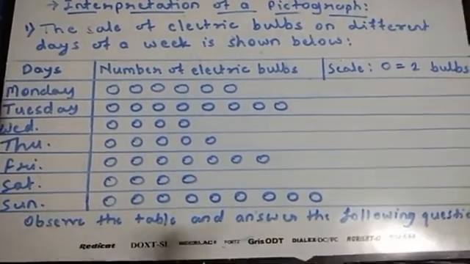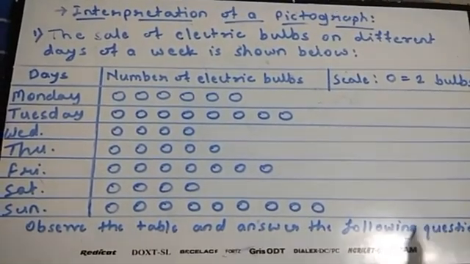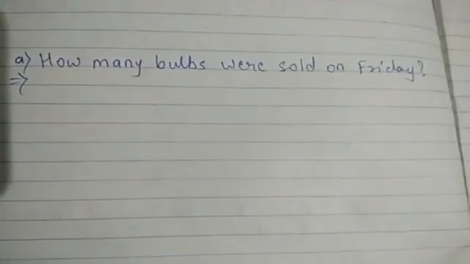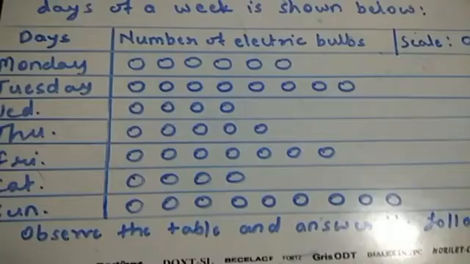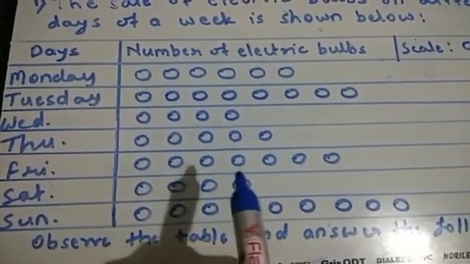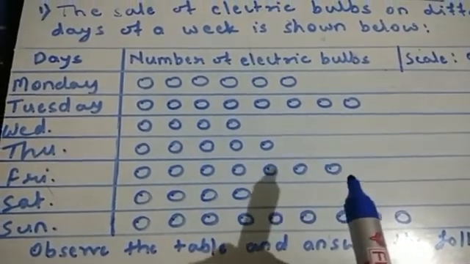Now observe the table and answer the following questions. Some questions are asked on this table, so we will answer them now. The first question is how many bulbs were sold on Friday? We can see here on Friday 1, 2, 3, 4, 5, 6, 7. 7 2s are 14 bulbs were sold on Friday.